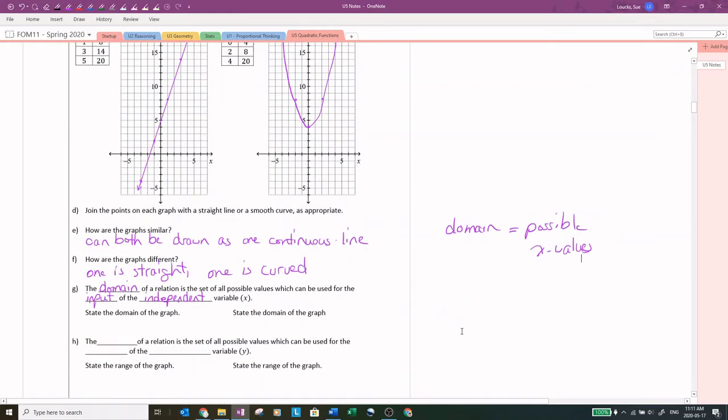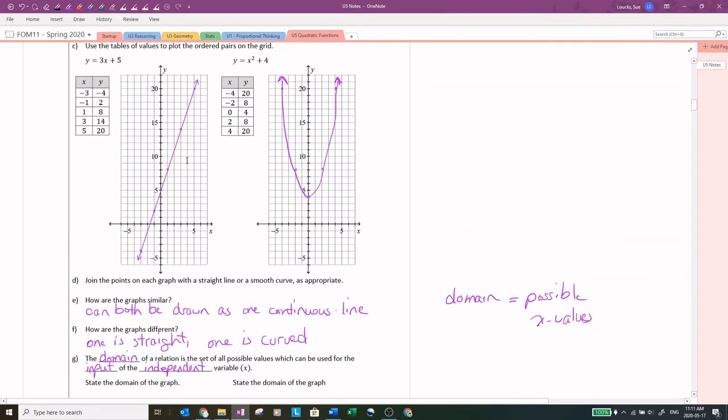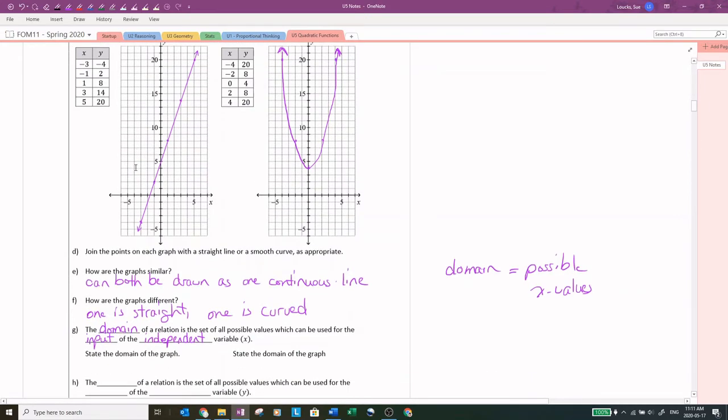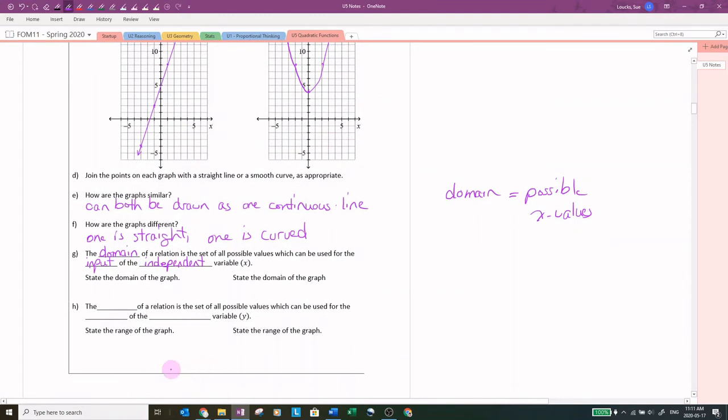So the domain of the graph on the left is, well, this one can be any real number because any number you pick for x is going to have a corresponding y value. The arrows indicate that it goes on forever, so it continues up and to the right forever, and it continues down and to the left forever. So the domain for this we express as x.